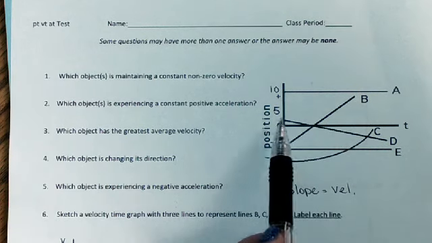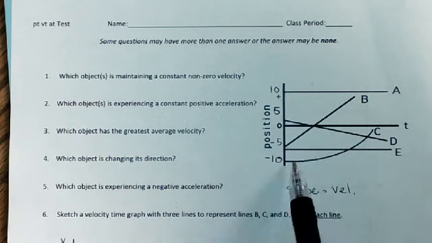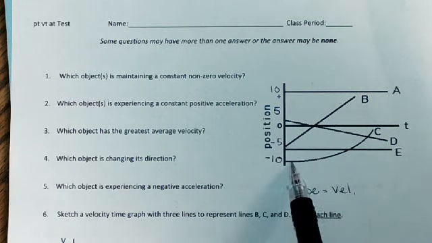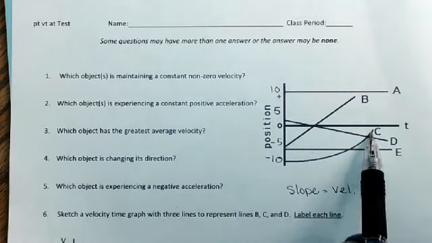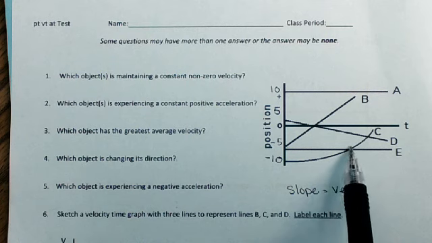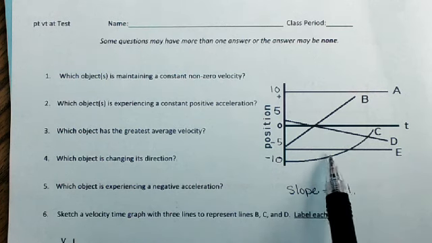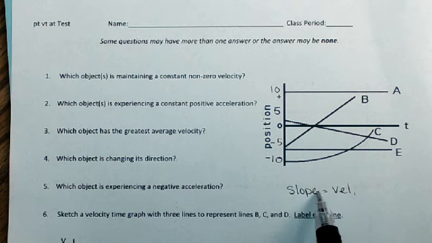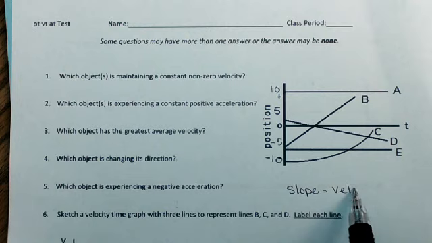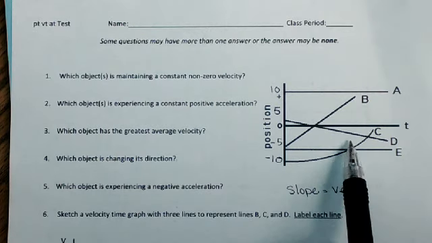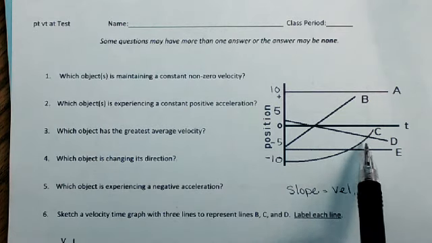Constant positive slope, constant positive velocity. Let's see here, that was B. C. No, C is this line. C has a positive slope, but it's not a constant slope, it's an increasing slope. So if it has a positive increasing slope, in place of the word slope, I can say velocity. C has a positive increasing velocity. The velocity is increasing, he's speeding up.